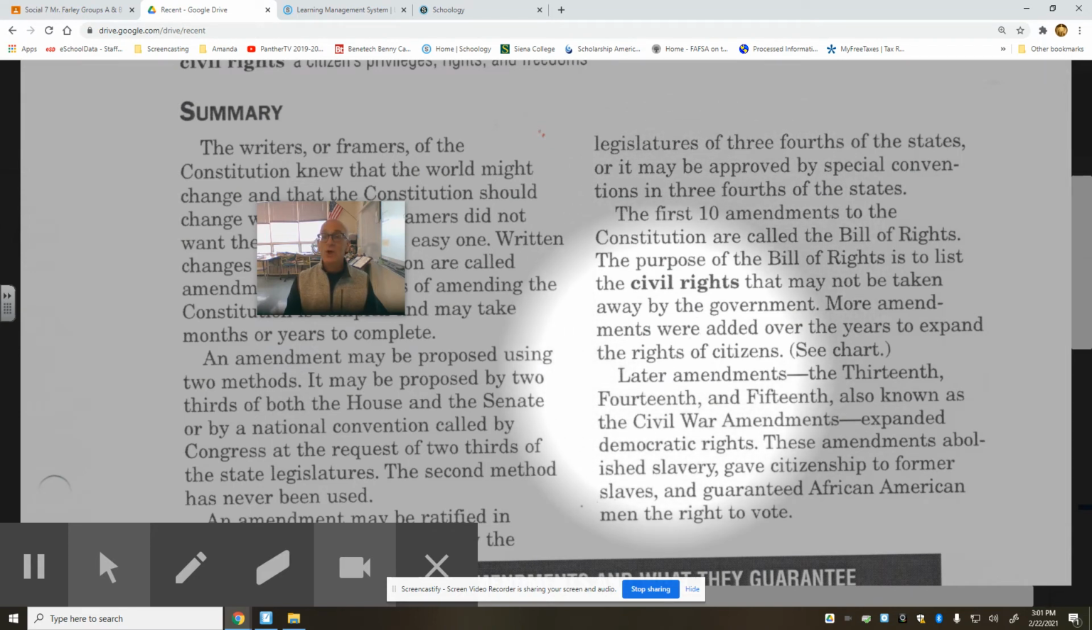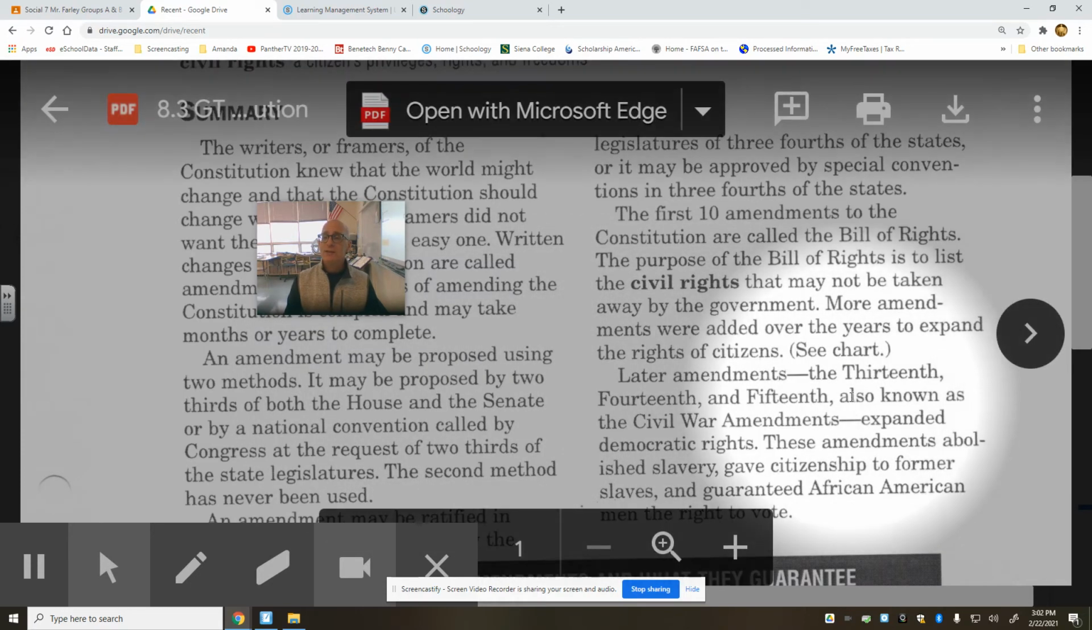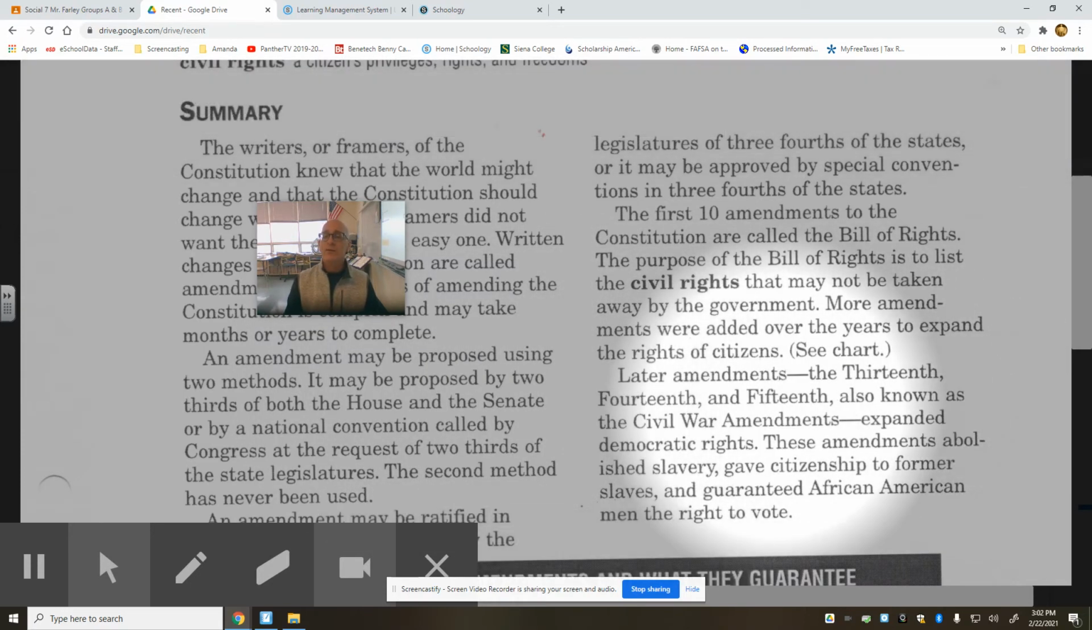Later amendments, and we'll be talking a lot about these later amendments the second half of the school year, such as the 13th, 14th, and 15th Amendments, also known as the Civil War Amendments, expanded democratic rights. They are going to speak to citizenship rights. They are going to speak to equality. They are going to speak to slavery.